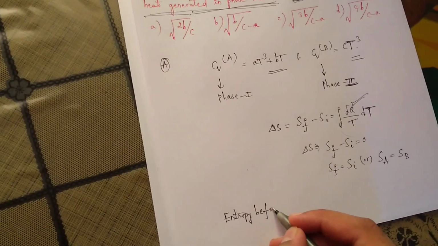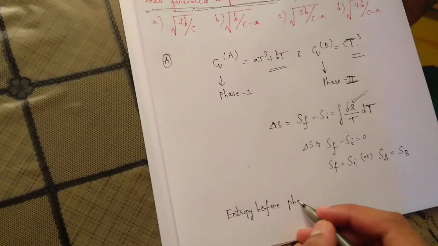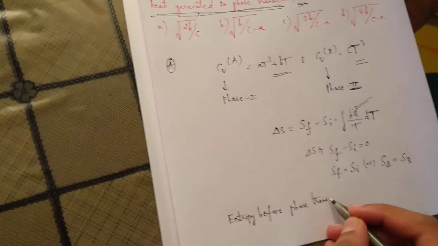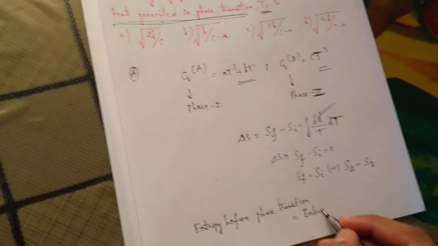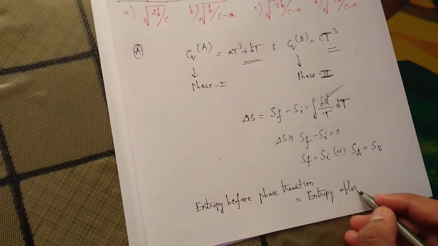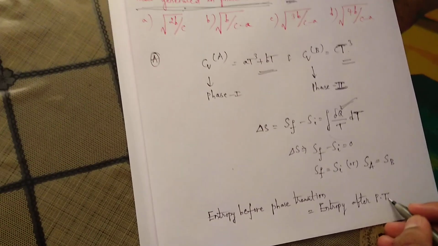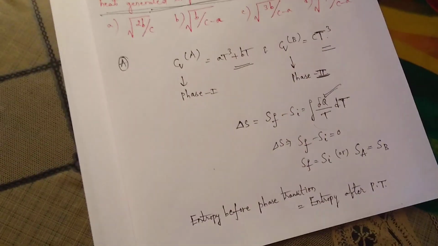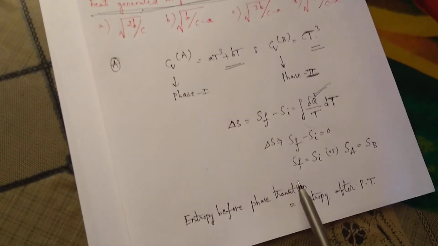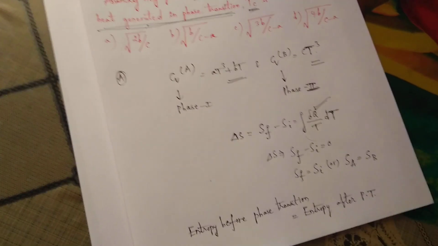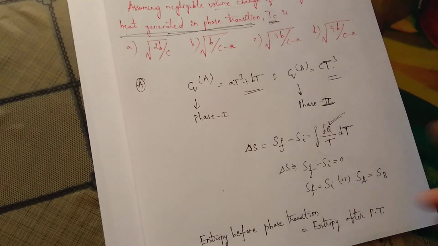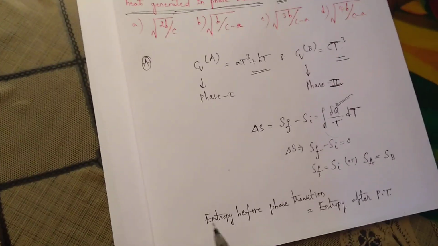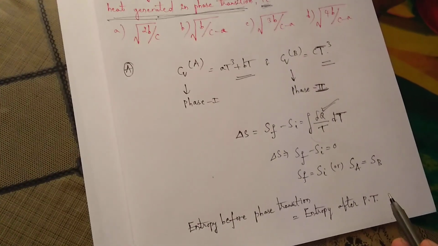That means the entropy before the phase transition equals the entropy after the phase transition. Our job is to calculate the entropy before the phase transition and the entropy after the phase transition. And how do we do that? Using these two quantities: they have given Cv of phase 1 and Cv of phase 2. Using these, we are going to find the entropy before and after the phase transition, and our problem is solved. Okay, let us do that.